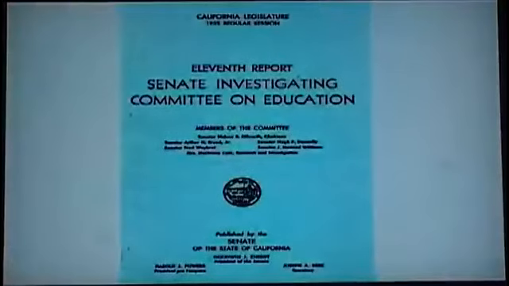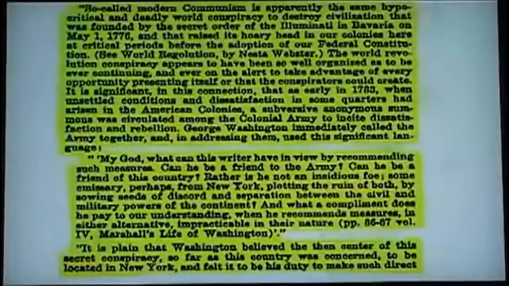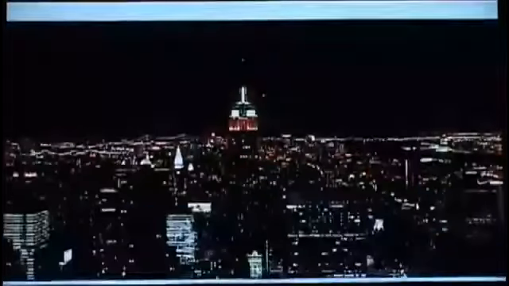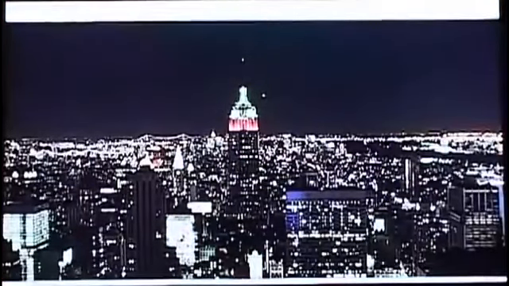It is not new, and it is not order. Going back to the California Senate report back in 1953, I'll call your attention to that bottom sentence, which says, "It is plain that Washington believed the center of the secret conspiracy so far as this country was concerned to be located in New York." New York, the Empire State.